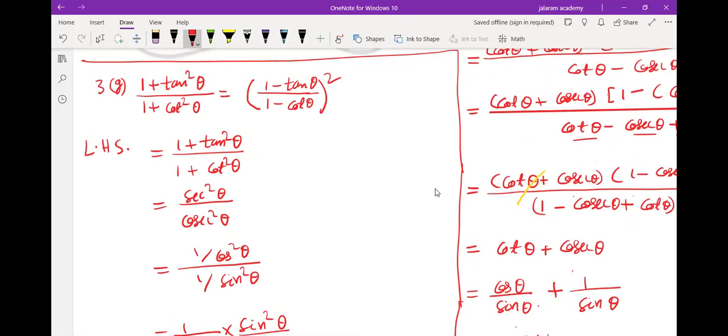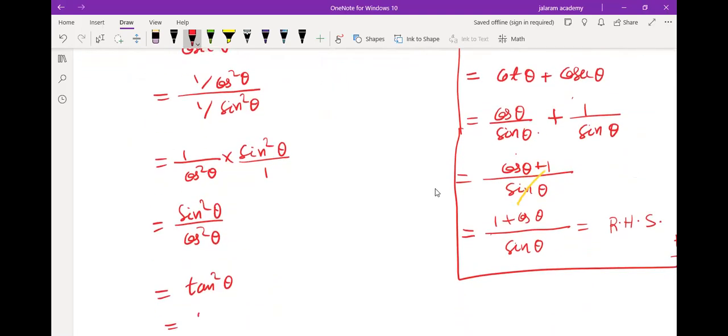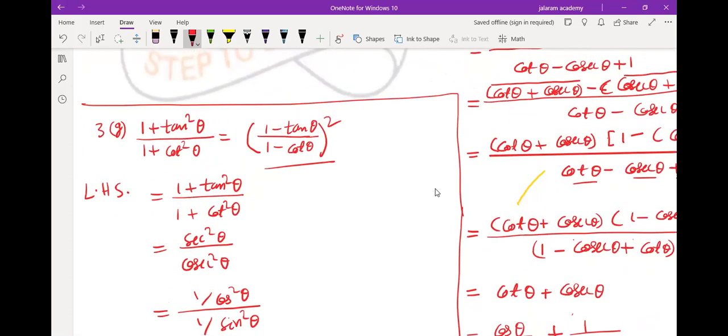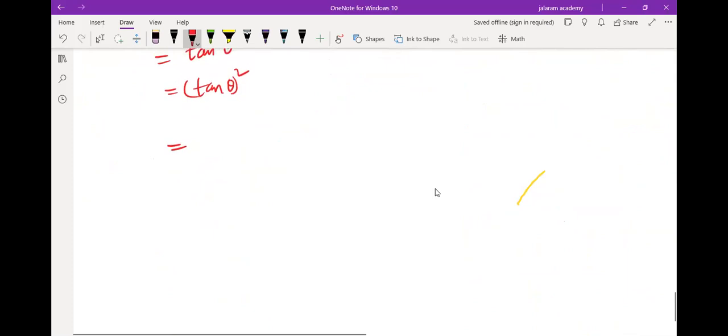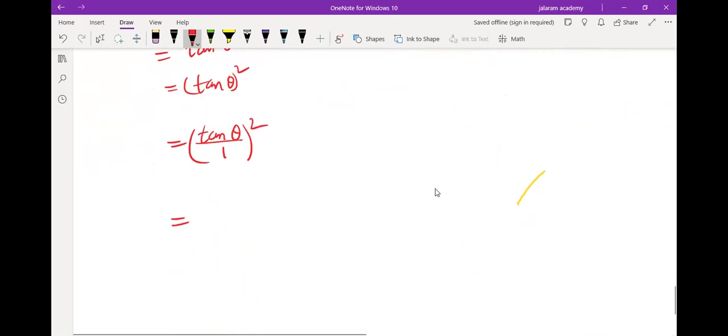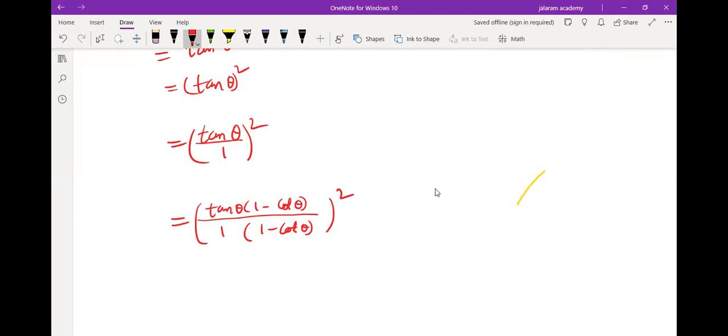Now we have to bring whole square in this right hand side. So we write tan theta whole square. Then we have to bring the fraction, meaning 1 minus tan theta upon 1 minus cot theta. So we write tan theta upon 1 whole square. Again we have to bring 1 minus cot theta into the denominator, as there is only 1 in the denominator. So we multiply the denominator with 1 minus cot theta, and at the same time multiply the numerator also with 1 minus cot theta, and whole square is in its place.